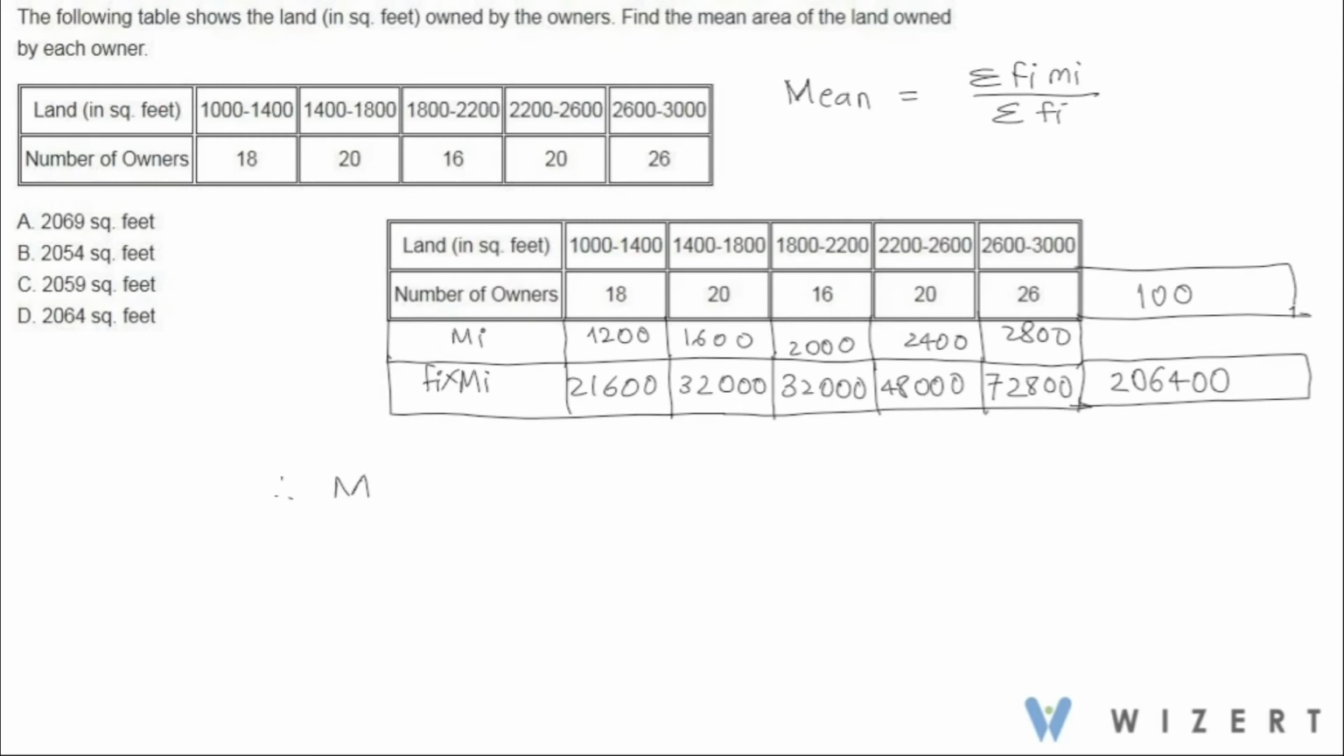Therefore, mean will be equal to 206,400 divided by 100, which is equal to 2064 square feet. Answer is option D.